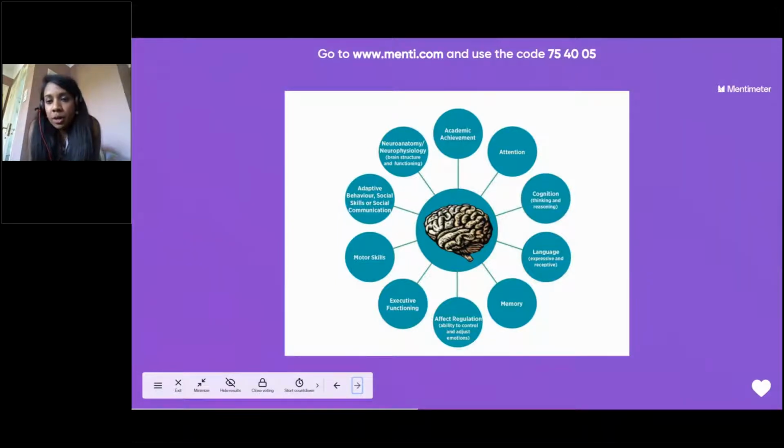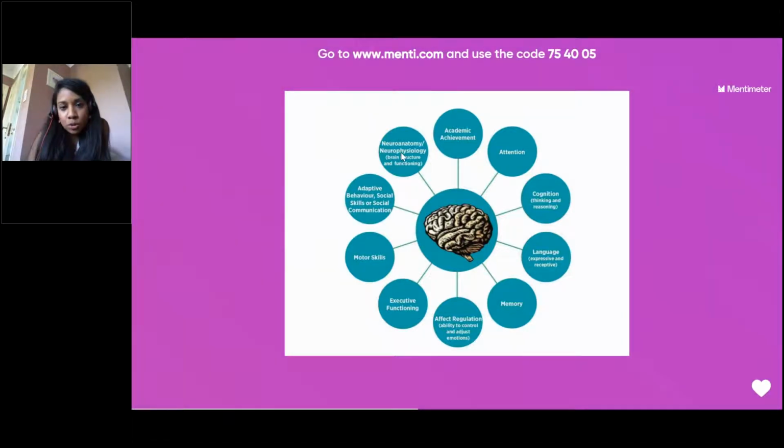So a lot of the time, you might get a referral to community pediatrics about possible autism or possible ADHD. But this is why it's so important to ask about prenatal alcohol exposure. And then the other area where there can be difficulties, not in all, but in some children, is in the actual brain structure itself.